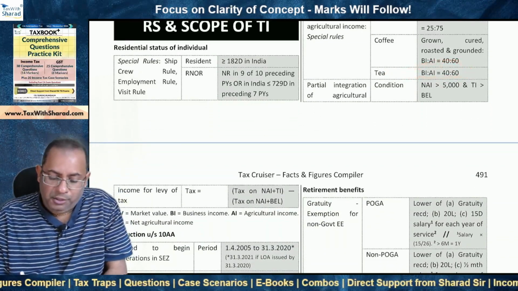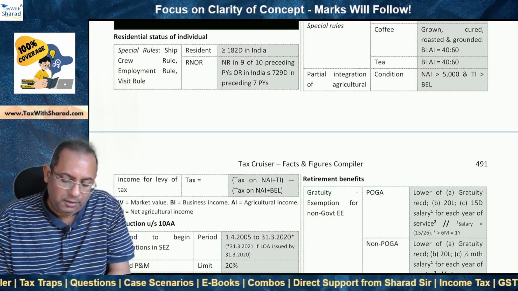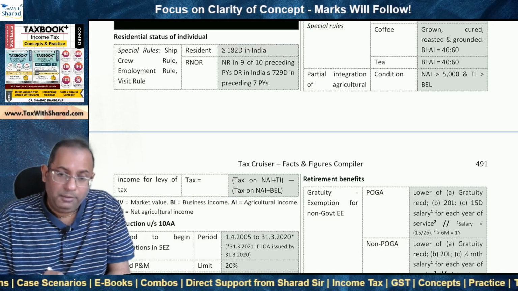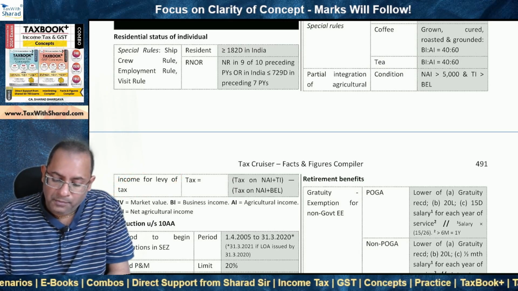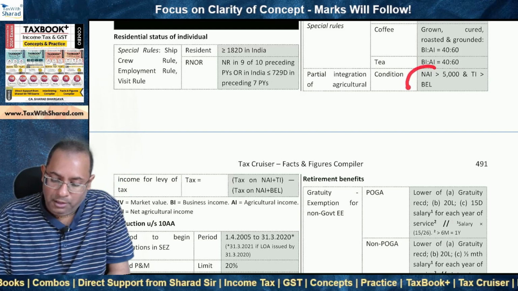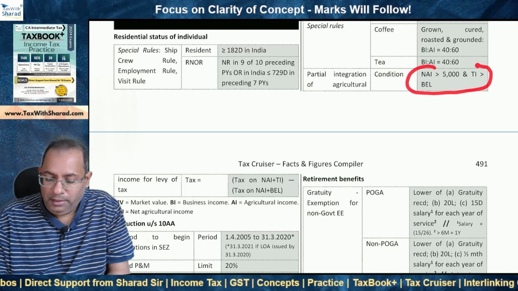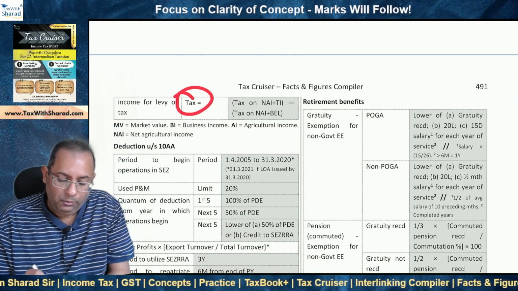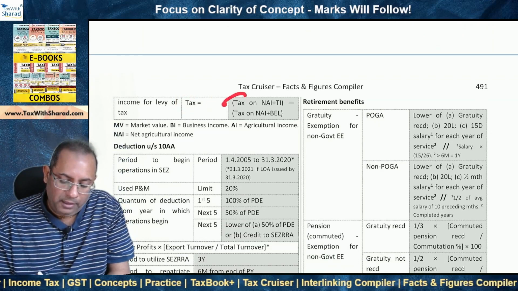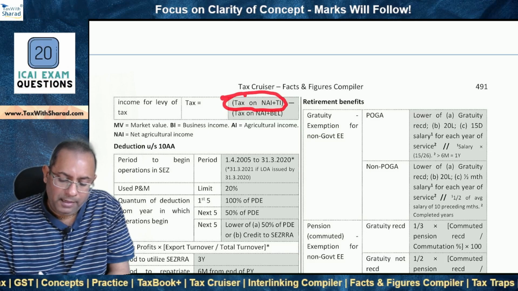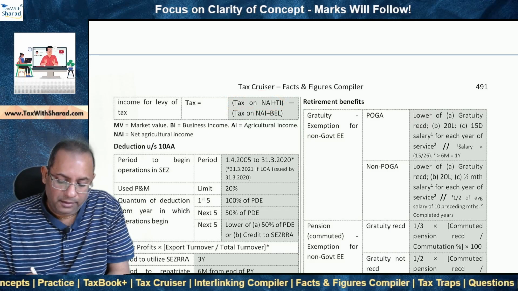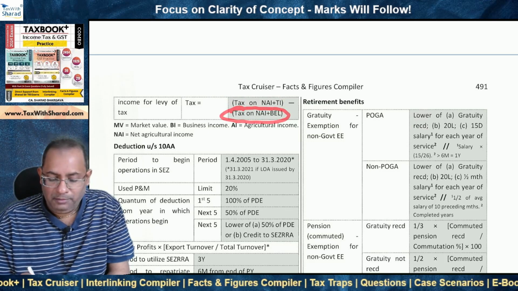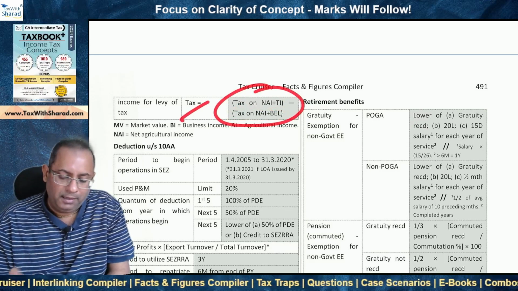Now, partial integration of agricultural income. There is partial integration only for the limited purpose of computing tax. For that, the condition is net agricultural income should be more than 5,000 and total income should be more than the basic exemption limit. And how do we compute tax? The formula is we compute tax on net agricultural income plus total income. And we compute tax on net agricultural income plus basic exemption limit. And the difference is basically the tax.